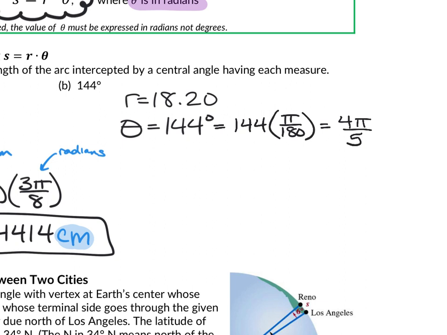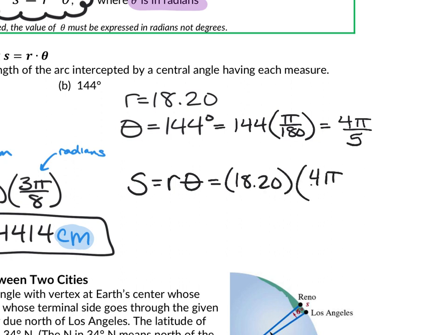But when we go to do our arc length, S is equal to R times theta, so we can just plug these numbers in. Again, that's 18.20 multiplied by 4 pi over 5. This one you would use the pi button because we're not leaving it in terms of pi. And again, fast forwarding through the math because I trust we can do that part. It's 45.7416 centimeters.